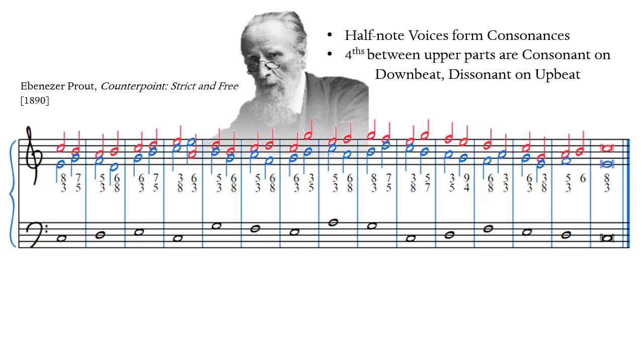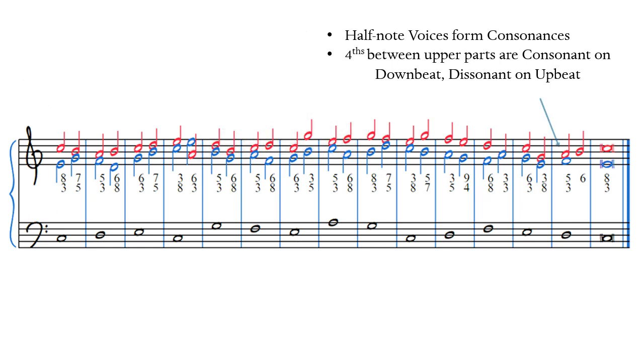On the upbeat, only the half-note voices move, and so on each upbeat, the blue voice, in this example, plays the role of a temporary bass. So fourths on the upbeat are dissonant and shouldn't be used. Notice also that in order to cadence, it might be necessary to change the species of one of the voices. This will depend on which of the voices has the cantus firmus.